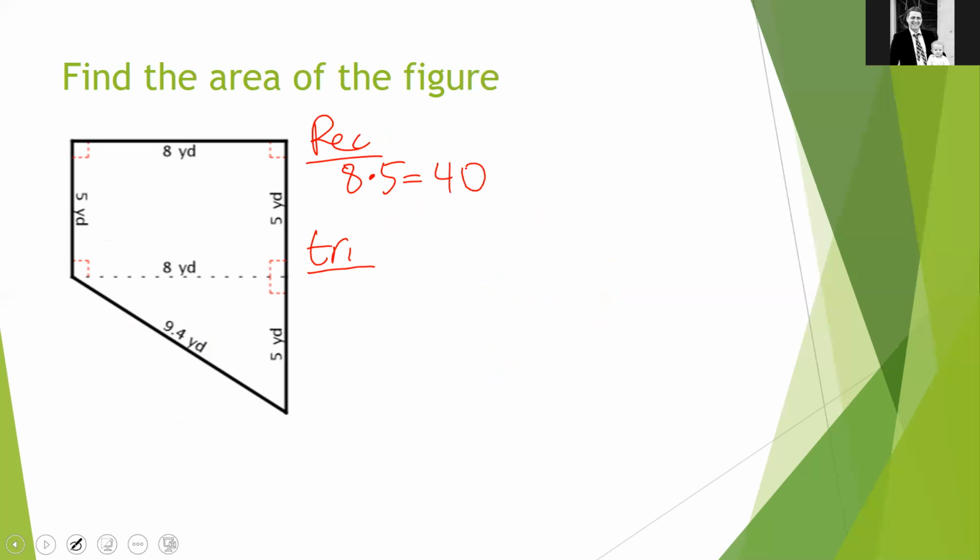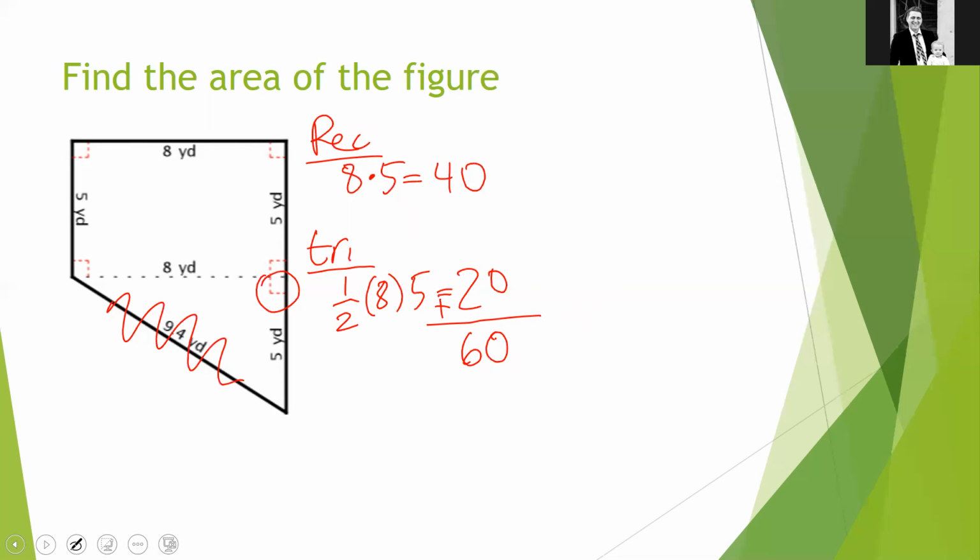Now, triangle, it's 1/2 base times height, so it'll be 1/2. My base in this case is 8, and my height in this case is 5 again. Notice I'm not using that 9.4 yards because that's not really giving me anything. Your height and your base are always perpendicular to each other. So that's going to give me 20. Altogether, that'll give me an area of 60. Again, this one's dealing with yards squared.